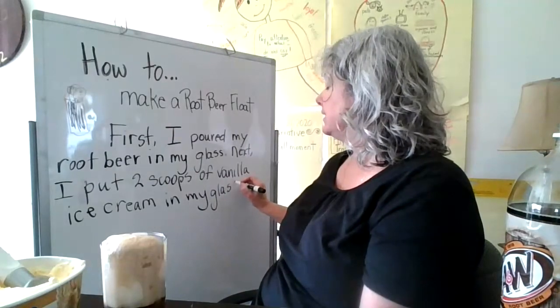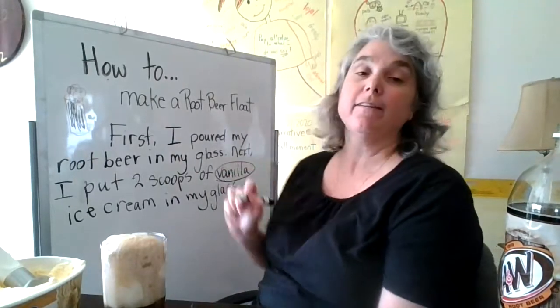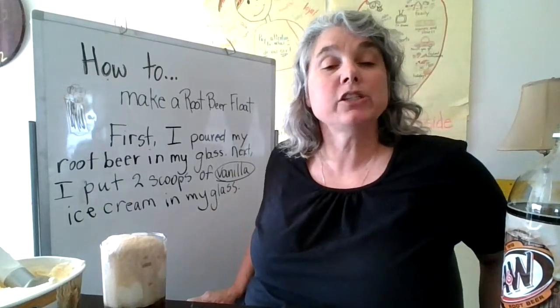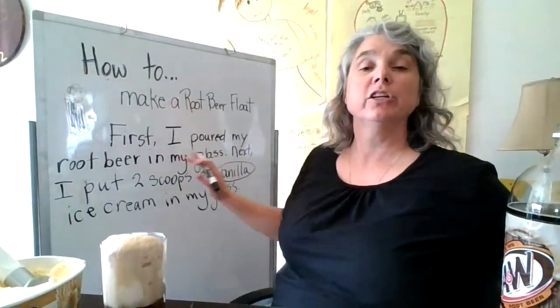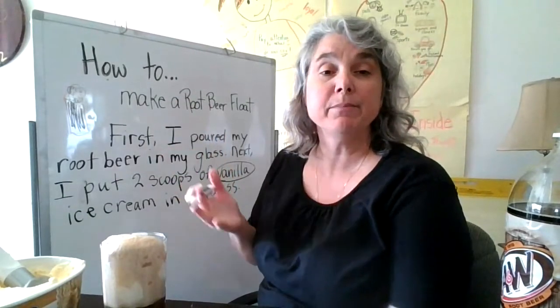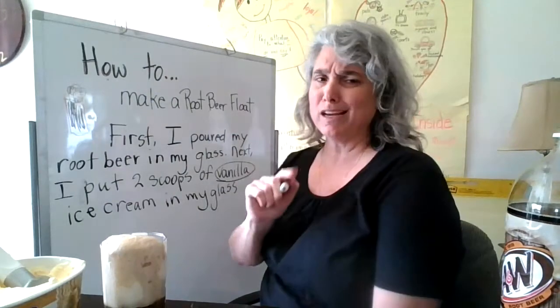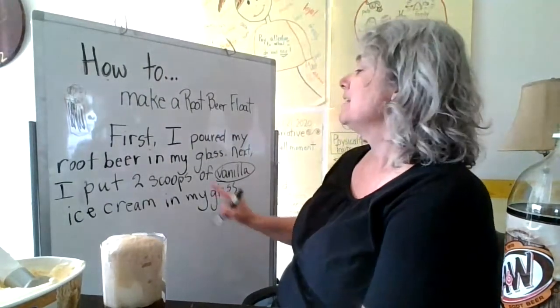Notice I added a little detail. That detail is vanilla. It's telling the reader what kind of ice cream we use. Because if they're reading this, they might not know. Maybe they think you used Superman ice cream. No way, not my root beer float.